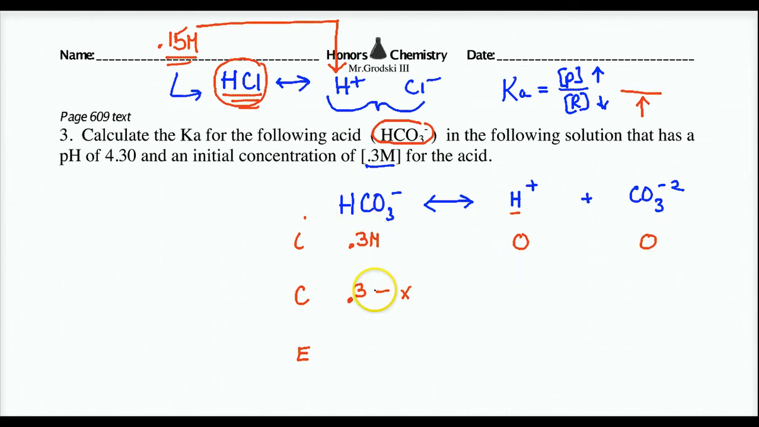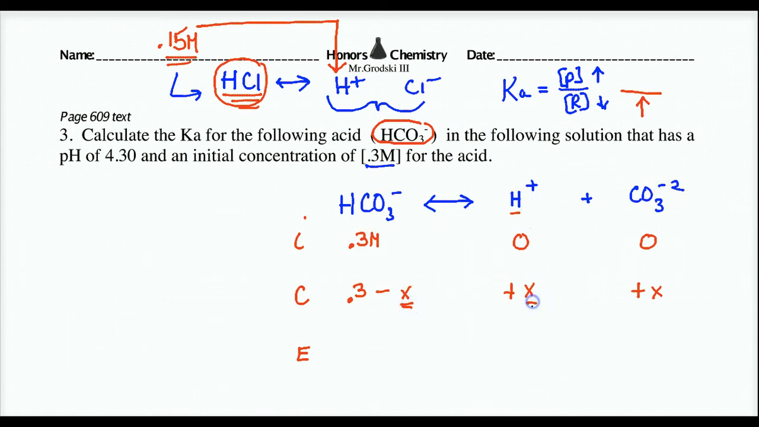Now, how much this loses has to be exactly what this gains. Why? Because one of these makes one of these. And this should also be a plus X. Why? Because one of these makes one of these. It's a 1-to-1 ratio. How much I lose of this is equal to how much I gain of each one of these. Right? Lose one, gain one of each. That's why it's the same value.